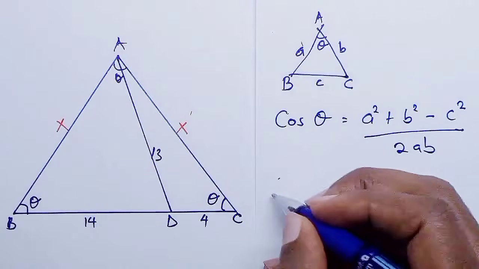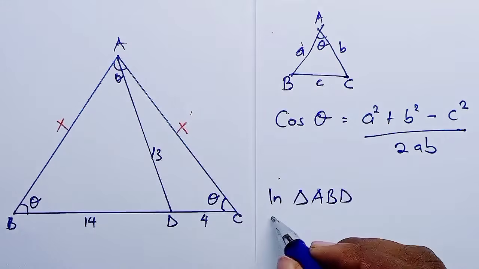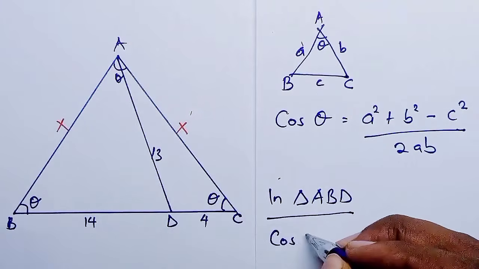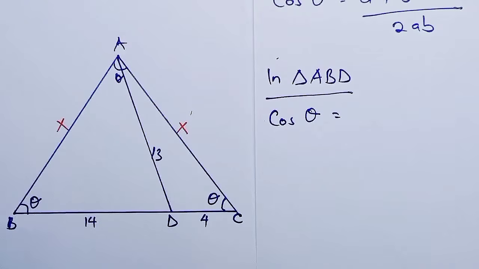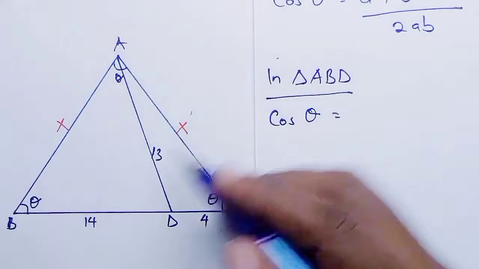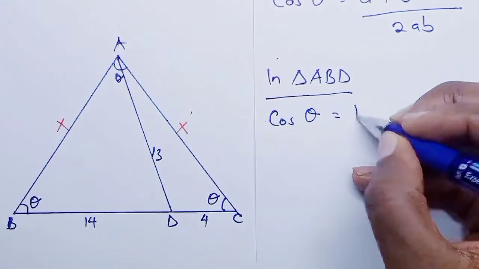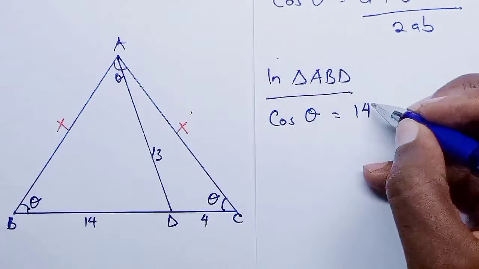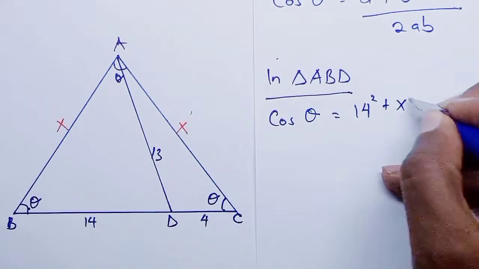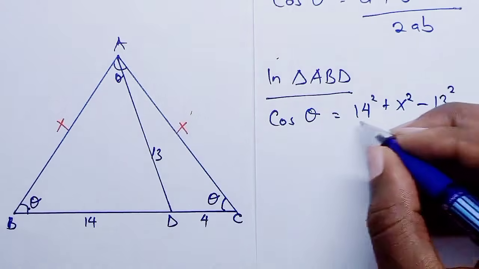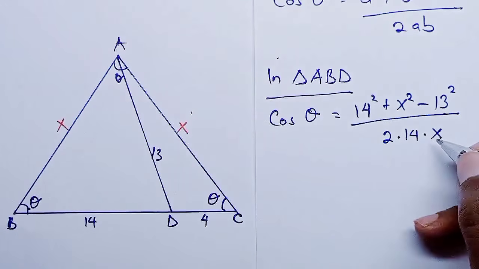2ab. In triangle ABD, so in triangle ABD, cos theta in this triangle ABD will be, so cos of this angle here, 14 squared plus x squared minus 13 squared over 2 times 14 times x.